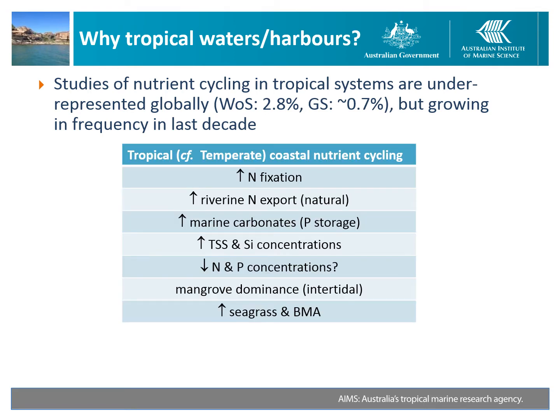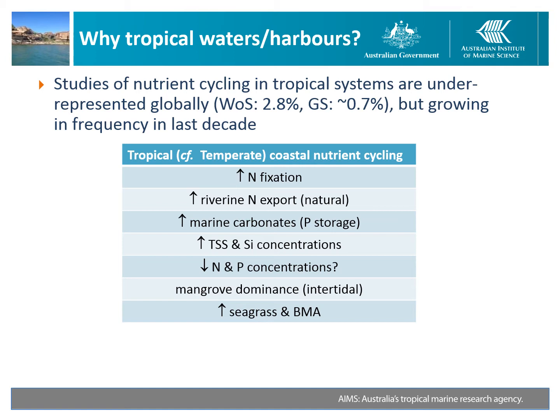In comparing tropical with temperate nutrient cycling in coastal and estuarine waters, there is greater nitrogen fixation, greater input of riverine nitrogen into these same systems. With more extensive marine carbonates, there is greater storage of phosphorus in sediments, greater total suspended solids and reactive silicon concentration in waters, and interestingly diminished nitrogen and phosphorus concentrations in the same waters.